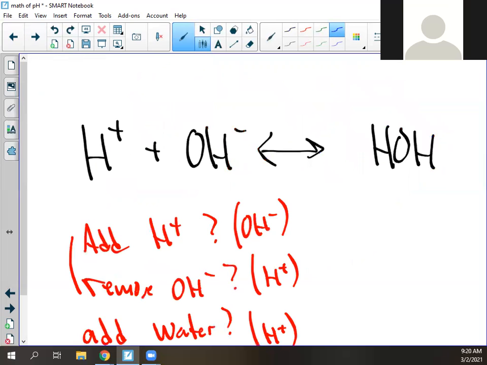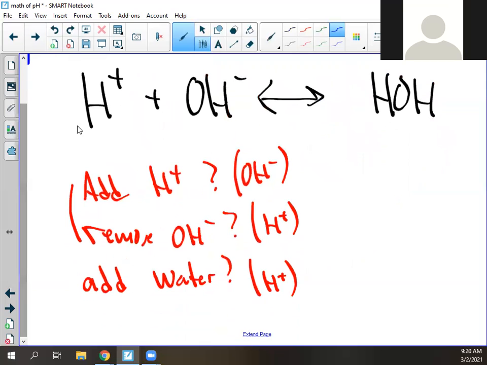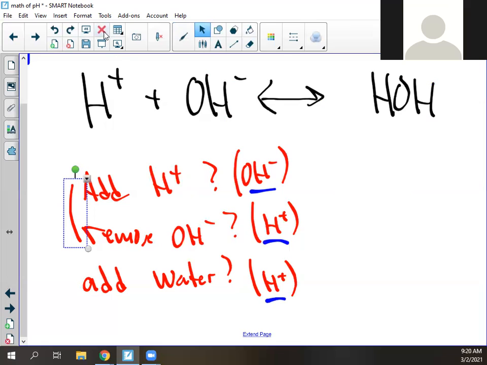So try this real fast. We have this once again, and this is the only equation. This is literally exactly how the test looks. You have this equation. See if you can tell me what happens to these things with these changes. What happens to the amount of OH minus if I add H plus? What happens to the amount of H plus if I remove OH minus? And what happens to the amount of H plus if I add water? So think about those for a second.